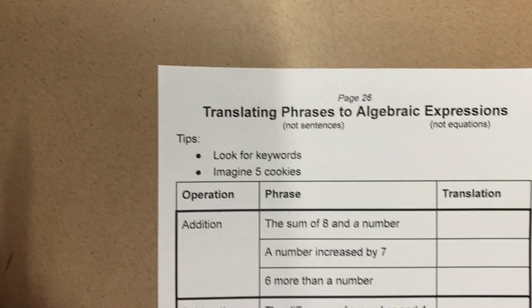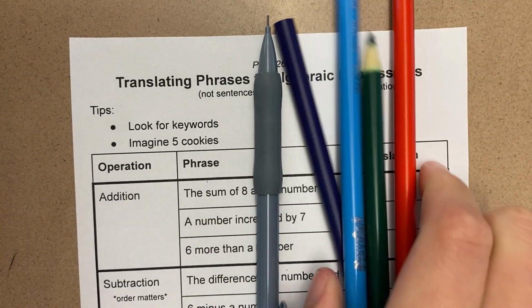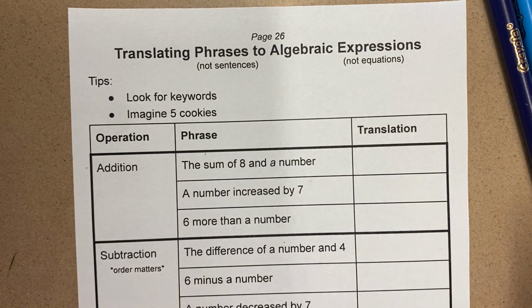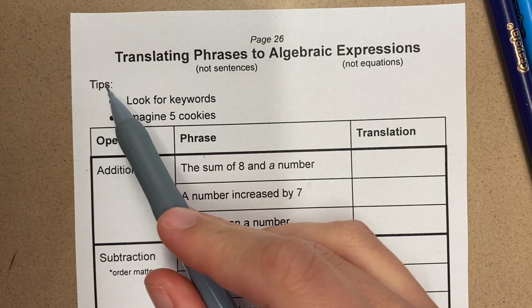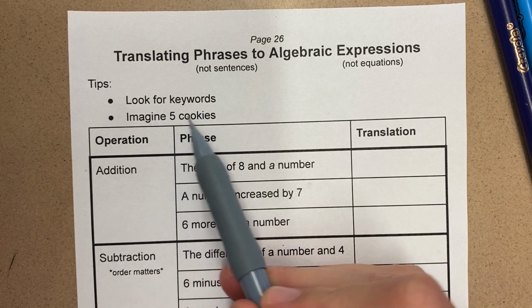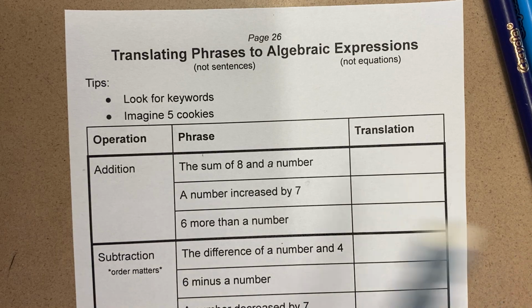And what I have is a pencil and 4 colors to help me out. It's kind of optional, but kind of nice. Color's really good for your brain. So here are the tips. You're gonna look for keywords, and you're gonna see what I mean, but you're gonna imagine 5 cookies. So in each situation, you're gonna imagine 5 cookies, all right?